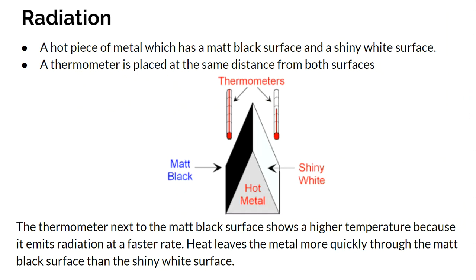If you look at this diagram, you will see a heated piece of metal which has a matte black surface and a shiny white surface. A thermometer is placed at the same distance from both surfaces. The thermometer next to the matte black surface shows a higher temperature than the one next to the white surface because the black surface emits radiation at a faster rate. Heat leaves the metal more quickly through the matte black surface than the shiny white surface.